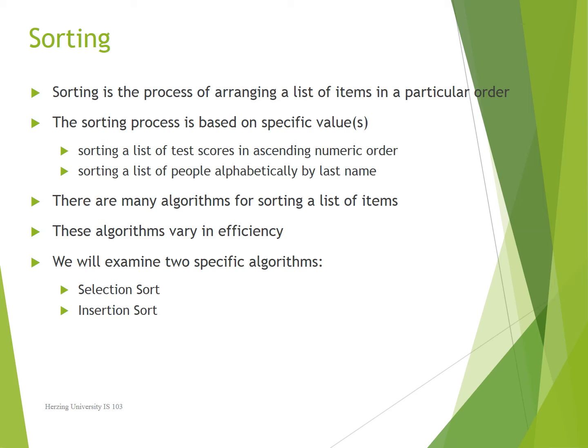Let's discuss sorting. Sorting is the process of arranging a list of items in a particular order. We've done this since elementary school. We've sorted lists of homework. As adults, we've sorted grocery lists, to-do lists, and so on. The sorting process is based on specific values: sorting a list of test scores in ascending numeric order, or sorting a list of people alphabetically by last name.